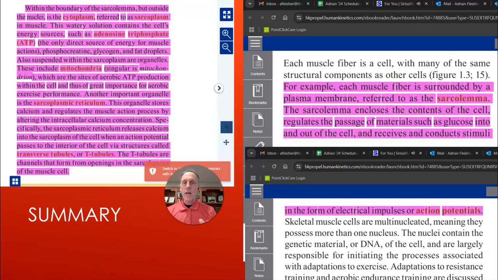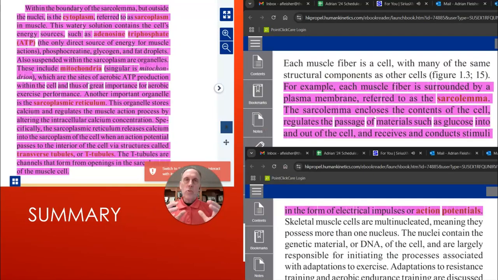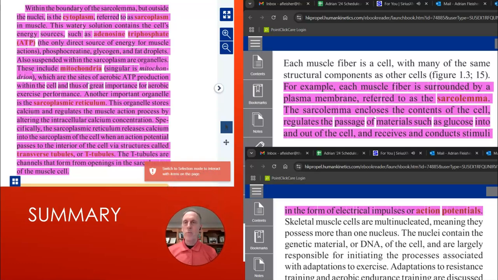So these are the things you may have to wrap yourself around. You have to read these over and over again. You may have to take a notebook out and rewrite them a couple times, but this whole passage here is fantastic. When you look at the boundary of a sarcolemma, outside the nuclei is the cytoplasm, referred to as the sarcoplasm. In the muscle, it's a watery solution. The watery solution contains the cell's energy sources, such as adenosine triphosphate, ATP, et cetera.